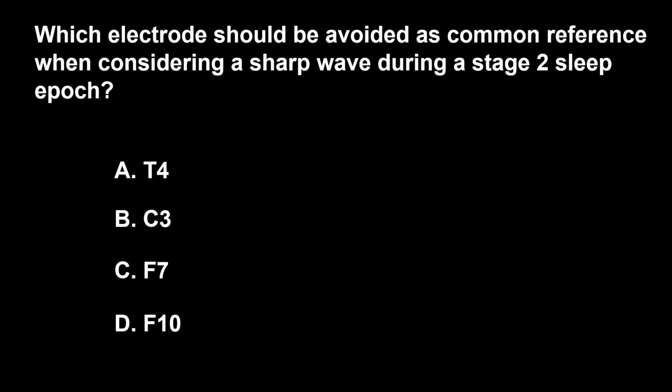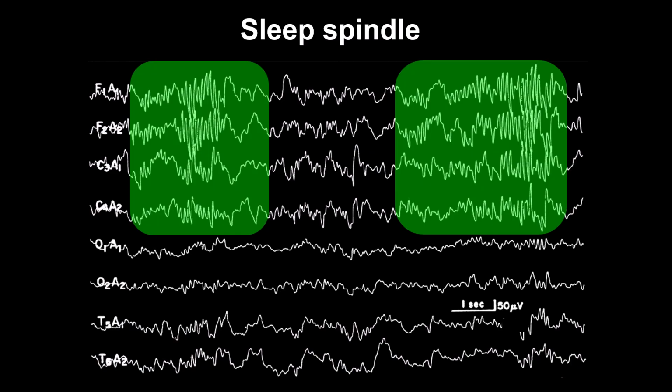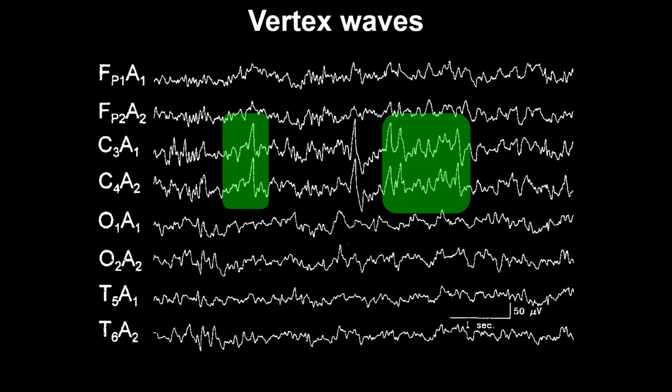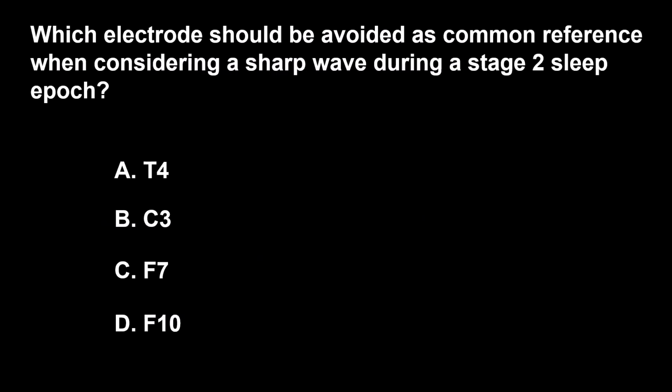Next question. Which electrode should be avoided as a common reference when considering a sharp wave during a stage 2 sleep epoch? A. T4, B. C3, C. F7, D. F10. The classic activity during stage 2 sleep are spindles, K-complexes, and vertex waves. This activity will contaminate a central common reference electrode and make analysis of the waveform difficult. So the answer to this question is B.